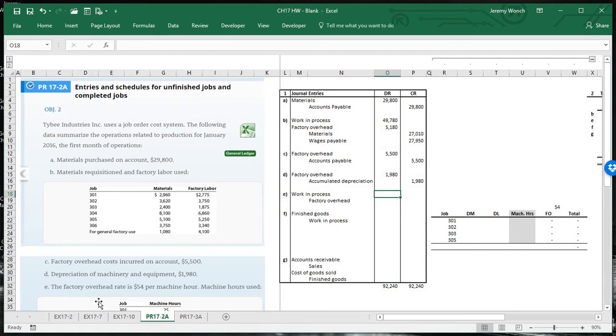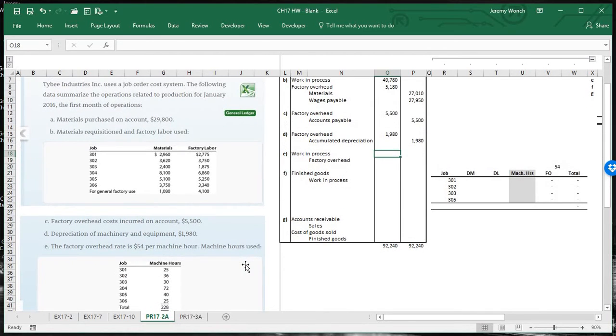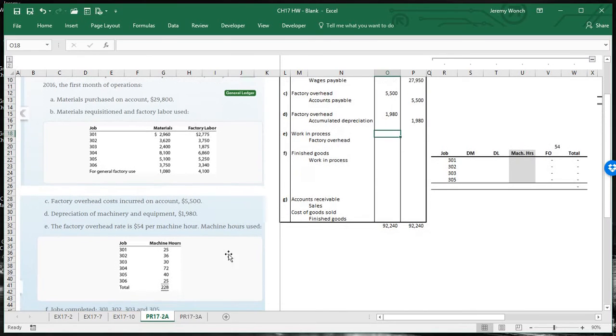So part E, so factory overhead rate is $54 an hour per machine hour. Here are the machine hours used. So we used a total of 228 hours, and it says that the factory overhead rate is 54. So now we're not incurring factory overhead, but we're applying what we have.